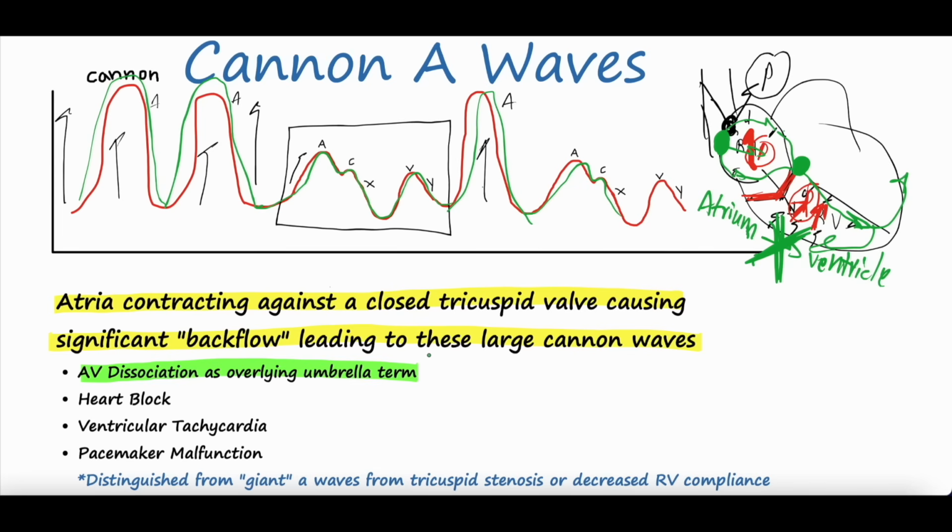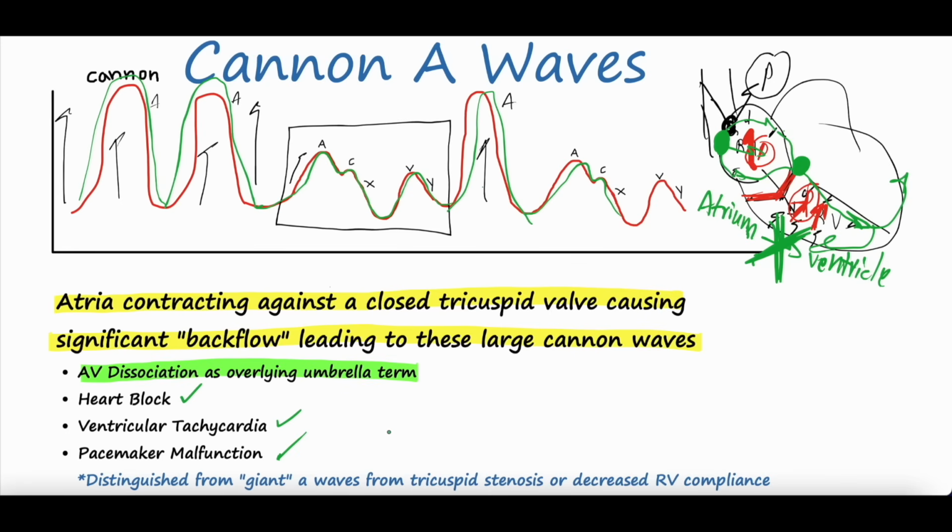The atrium and ventricle are just contracting at random times. And that can be from things like complete heart block. It can be from ventricular tachycardia, when your ventricle is just contracting in this abnormal heart rhythm, and the atrium is just contracting. And again, sometimes that blood might pump through, but sometimes that atrium will pump against the closed tricuspid valve. And if you have a pacemaker and it's not functioning, that can be a cause as well.